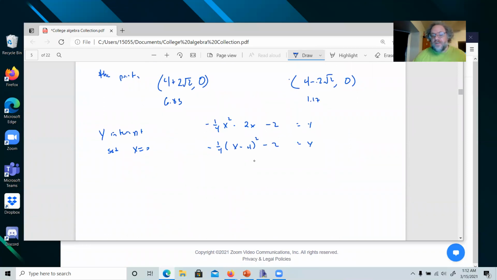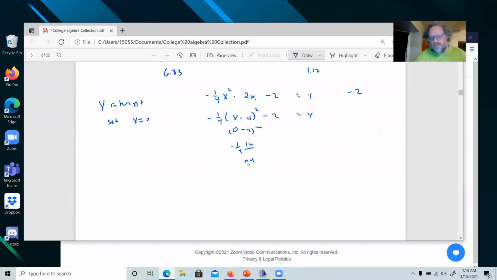So we have to set x equal to 0. It's your choice which one you want to do this to. They will both come out the same. In the first one, if x is 0, we get -2. Here we have 0 minus 4 squared, so that's 16 times -1/4, which is -4. Oh, that's not right. It should come out to be the same.